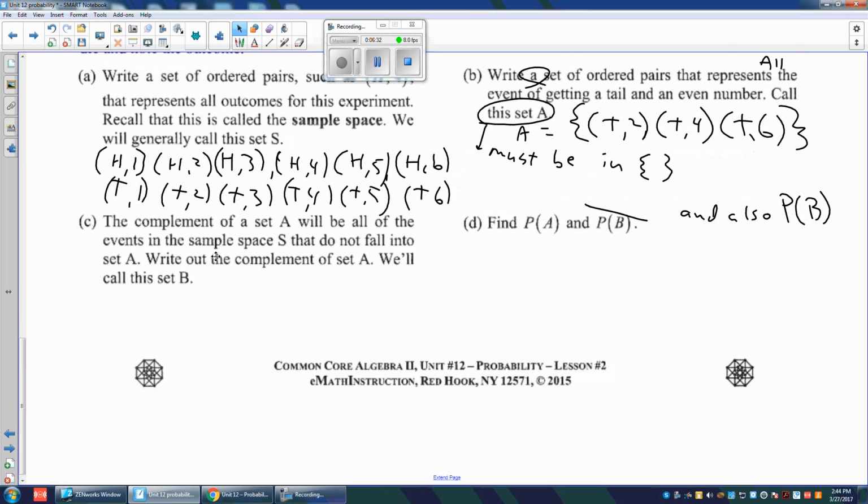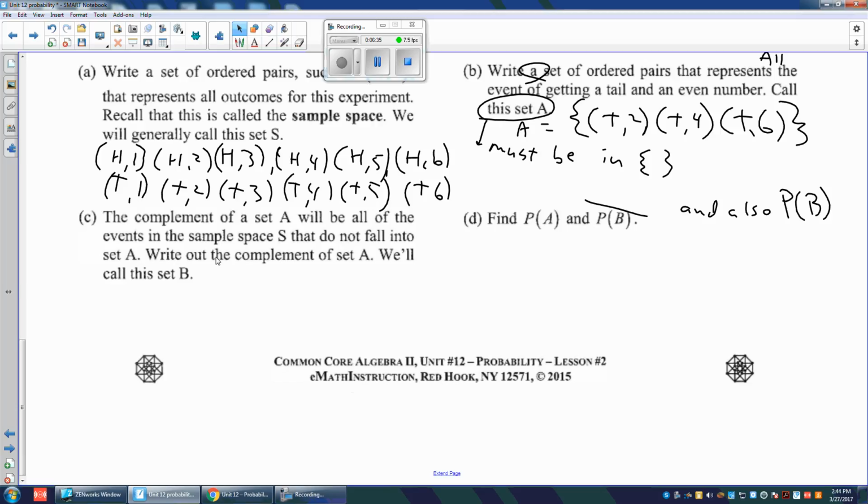I changed question D. Okay, let's do C. The complement of set A will be all the events in the sample space S that don't fall into set A. The complement. Oh, you complete me. Everything that's missing in me is inside of you. Okay, complement. Write the complement of set A.